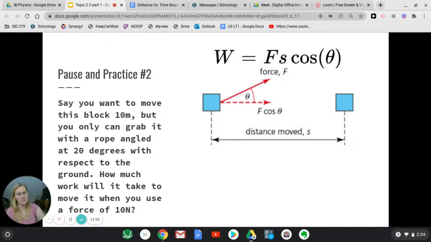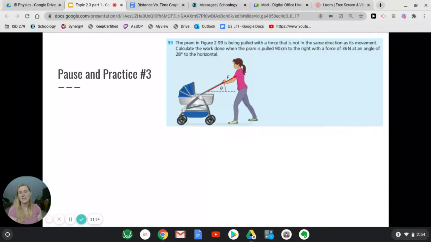Let's do one more pause and practice while we're here. So this is from the IB textbook. The pram in figure 2.99 is being pulled with a force that is not in the same direction as its movement. So we want to calculate the work done when it's pulled 90 centimeters to the right with a force of 36 newtons at an angle of 28 degrees. So go ahead, pause and try this.